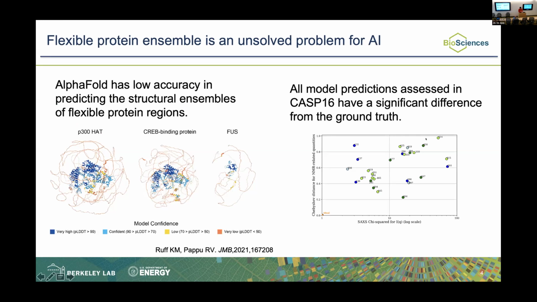More importantly, we evaluated all other methods that were developed recently, in CASP16, which is last year. How good are they at generating ensembles of flexible regions? Some of them use diffusion, some use MSA subsampling, some use flow matching, or all those kinds of new techniques. None of them do a good job. If you look at the bottom corner, it's the ideal case, and all those predictions are far from the ideal case, which means it's not accurate. It's not accurate, and it widely exists.